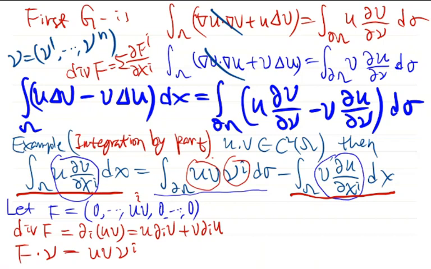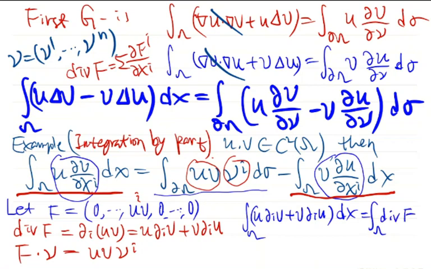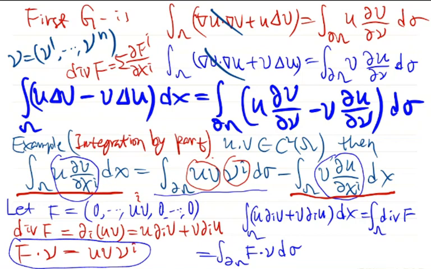Okay. So the divergence theorem gives us the integral of u dv plus v du dx. This is just the integral of the divergence of F. Okay? By the divergence theorem, this is the boundary integral of F inner product with the unit outward normal vector. Then by our computation here, this is just the boundary integral of uv nu_i d sigma. So moving this term to the right hand side gives us the integration by parts formula.